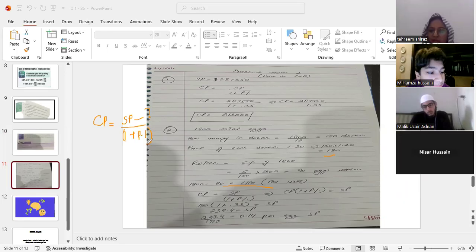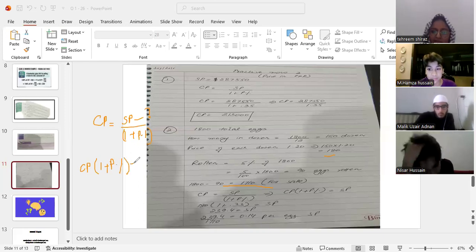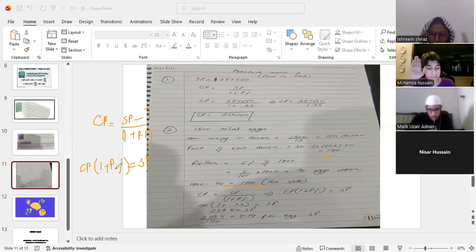I just simply shift this 1 plus profit percent to the left hand side of the equation in order to know the sales price. What I will do, cost price into 1 plus profit percent. That must be equal to sales price. Is this clear to everyone? I just shift the term 1 plus profit percent to the left hand side of the equation in order to know the sales price. If you have any question related to this one, just raise your hands.